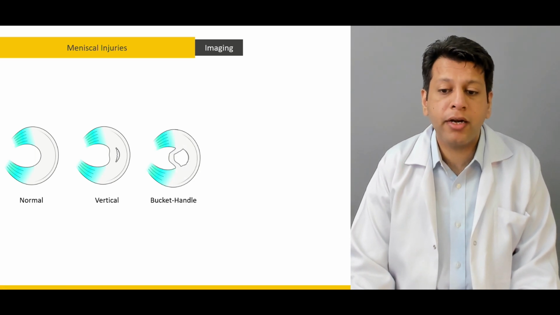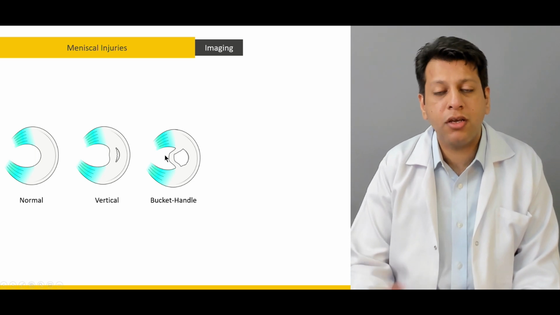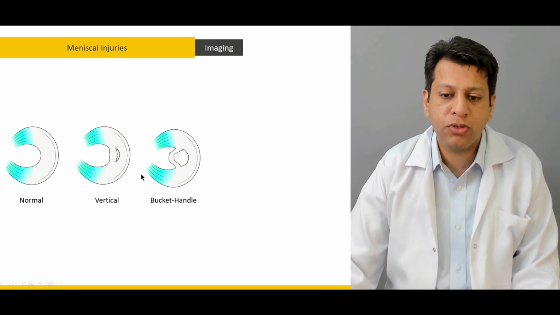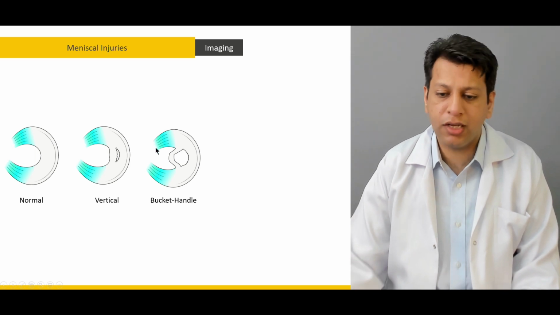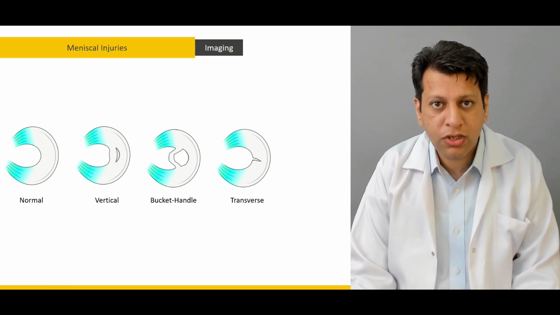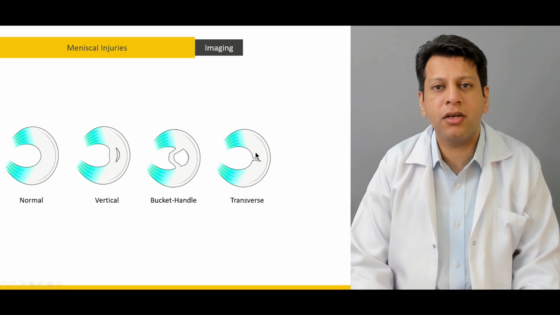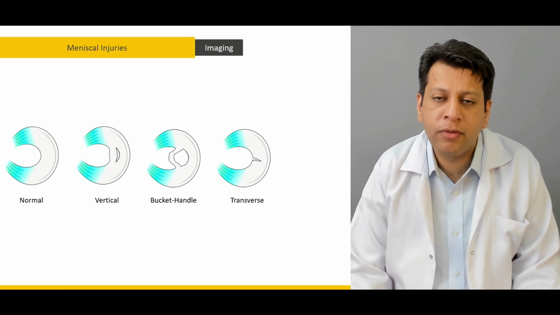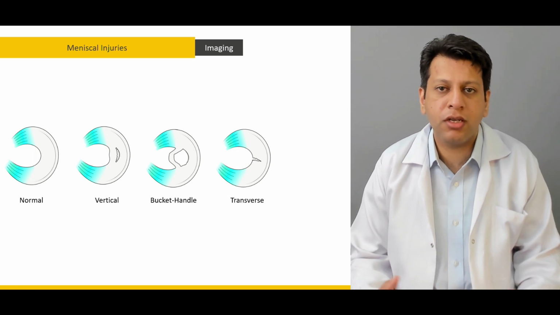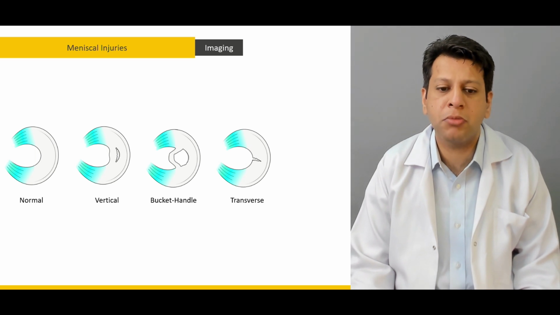There could be a bucket handle tear, which involves a flap that is lifted off the surface with both the anterior and posterior horns intact. There could be a transverse tear as well. Then there are other tears, like a parrot peak tear or other types. This is one way of classifying meniscal tears, geometrically, by how the tear present in the meniscus looks.